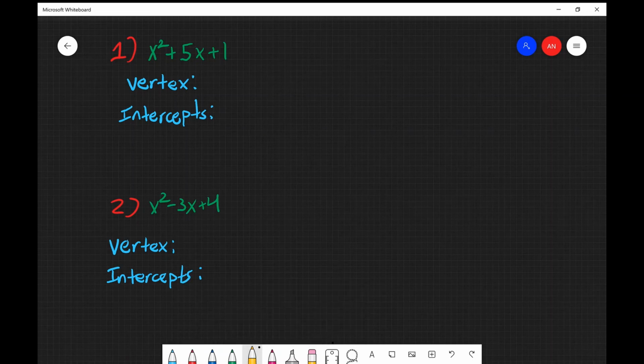Okay, so we have to take minus b over 2a and then f of that. Okay, so negative b is negative 5. 2a is just 2, so it's over 2. Negative 5 over 2 is negative 2.5. Plug that into the equation.